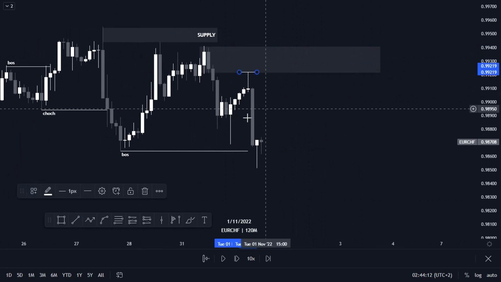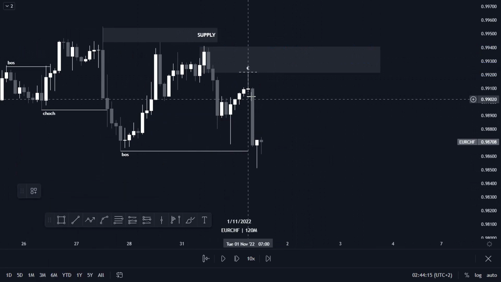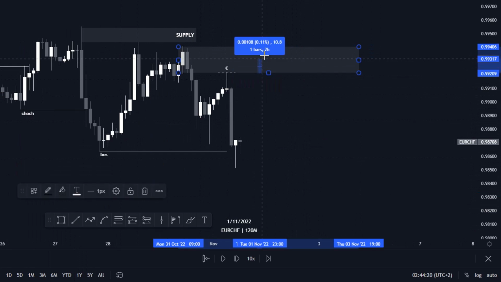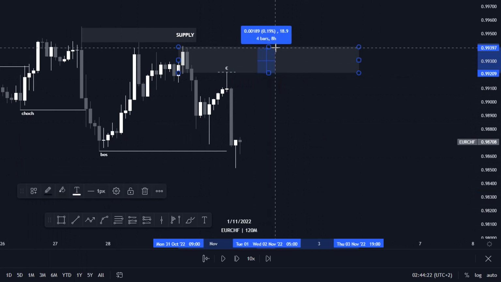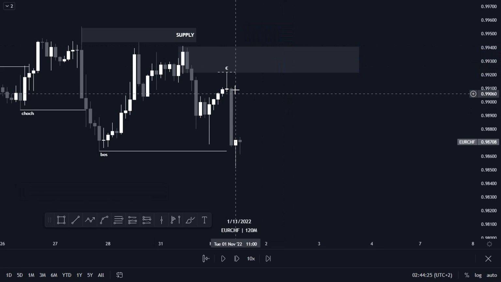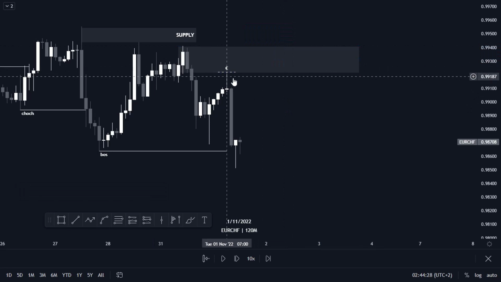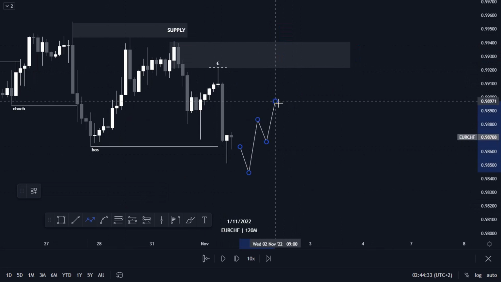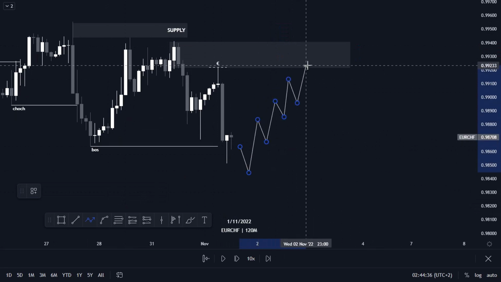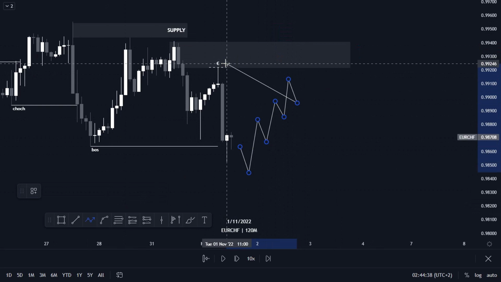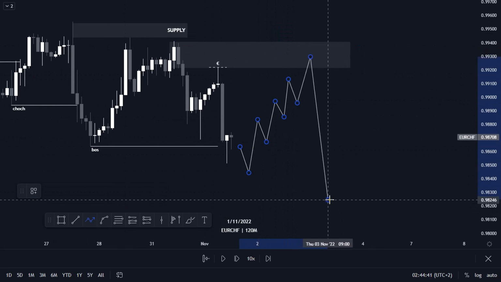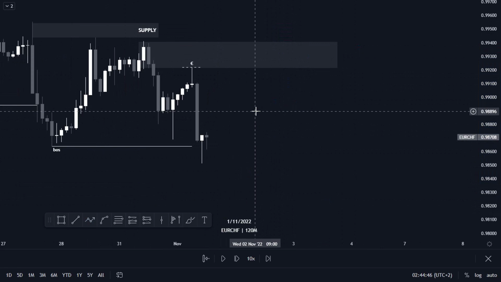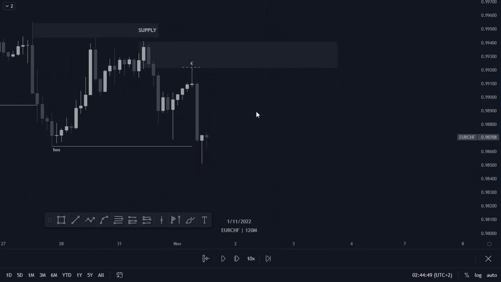There's a form of liquidity here, and this supply area is a bit too big. There is this liquidity inducement here, so price would normally not tap immediately, but take out the liquidity first and then push to the downside. Okay, so let's see what price does.